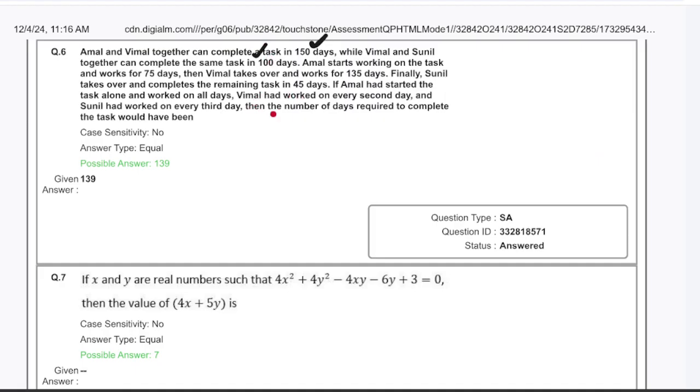Amal starts working on the task and works for 75 days. Then Vimal takes over and works for 135. Finally, Sunil takes over, completes the remaining task in 45 days. Let's first of all summarize this information. As always, I say summarization is very, very important in CAT, so we can save our time.